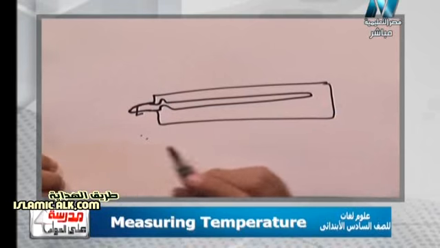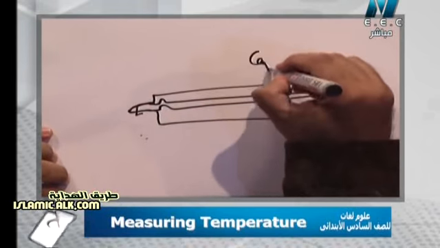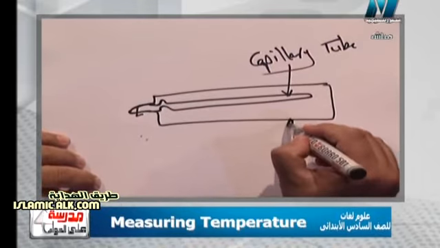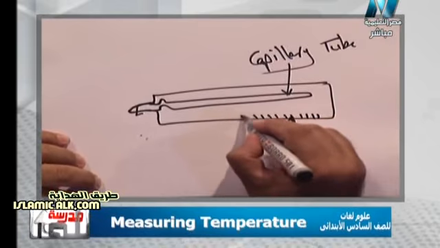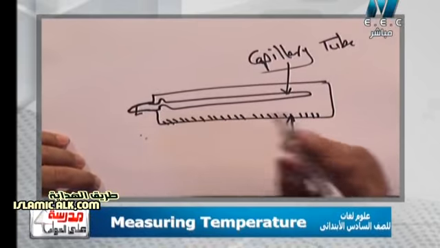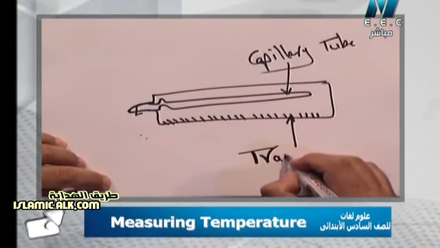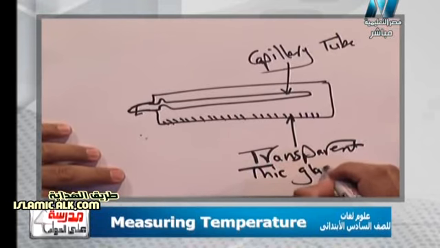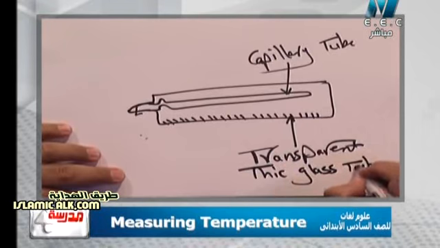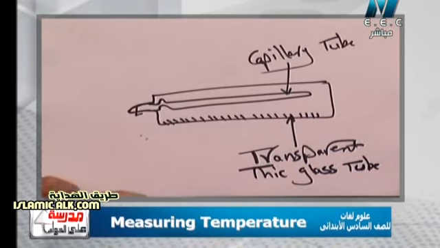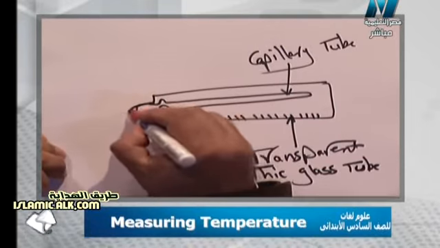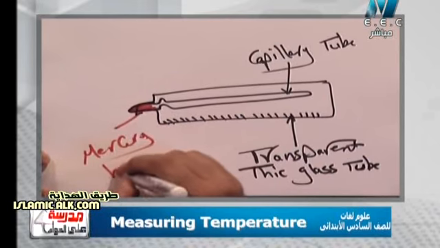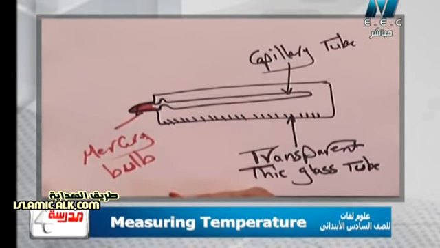So now, what is it? It's a capillary tube. And from outside, the part with the degrees is what we will call the transparent glass tube. That's the transparent thick glass tube, or I can say transparent glass tube. It is thick but at the same time transparent. So what about it? Here is the mercury bulb, the reservoir where the mercury is located. That's the mercury bulb.